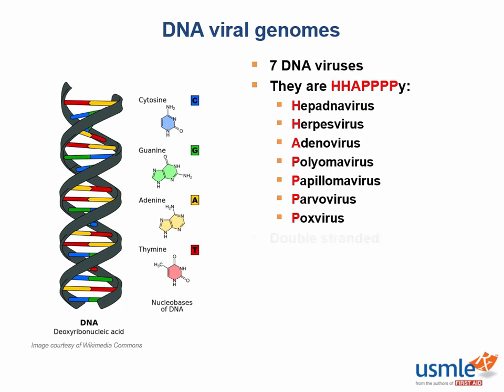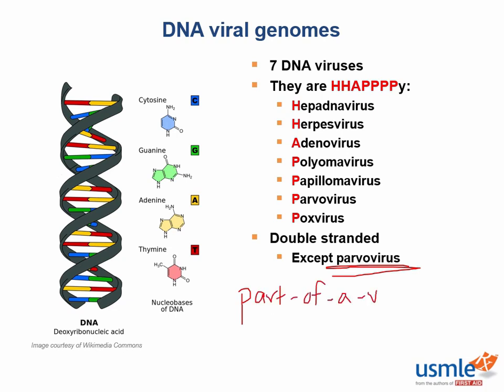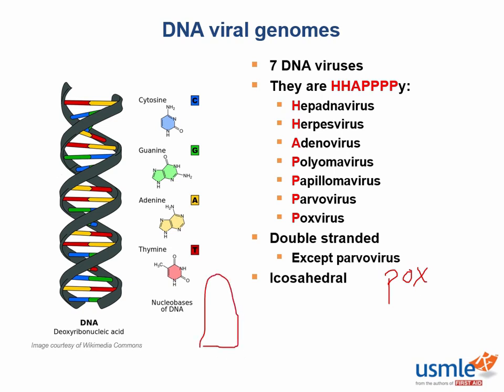All the DNA viruses are double-stranded DNA, just like in our cells, except for one, and that's the parvovirus. We can remember that parvovirus is single-stranded by remembering the mnemonic: parvovirus is part of a virus. All DNA viruses are icosahedral shaped. They have an icosahedral protein capsid, except for one, which is the poxvirus. The poxvirus is the only DNA virus that is not icosahedral, and it has a complex bullet-shaped protein capsid.